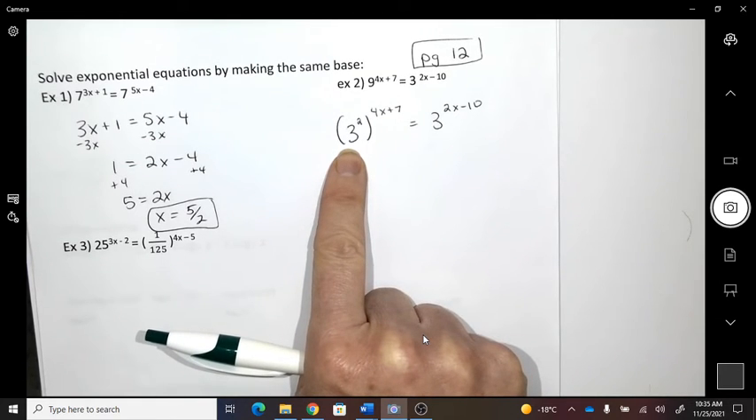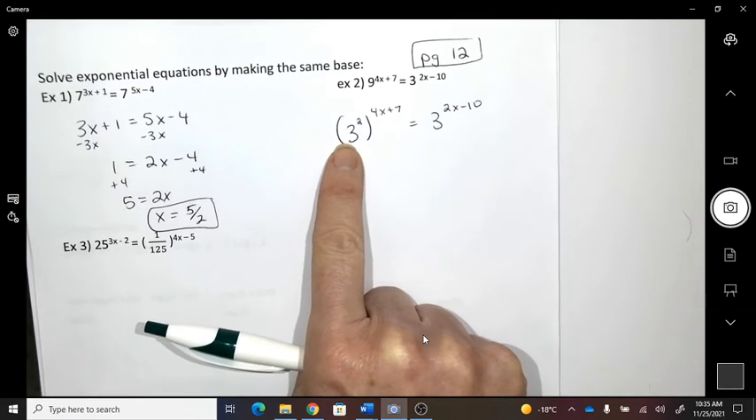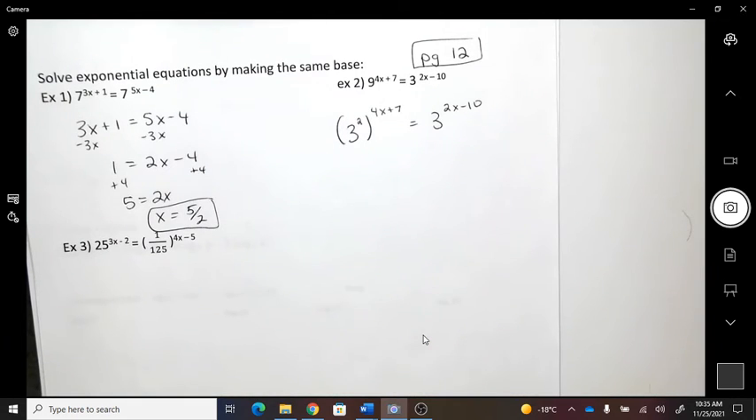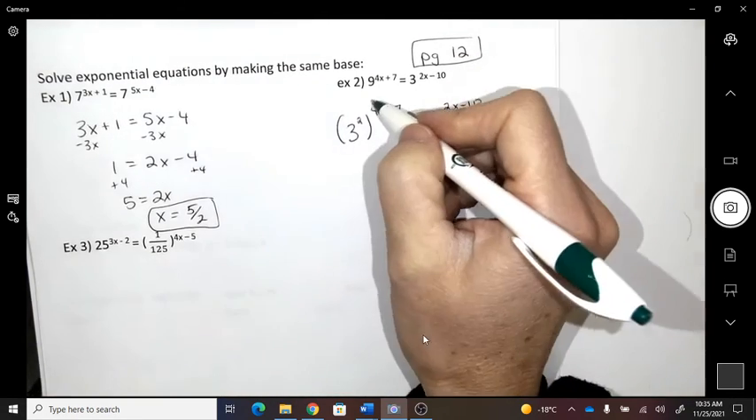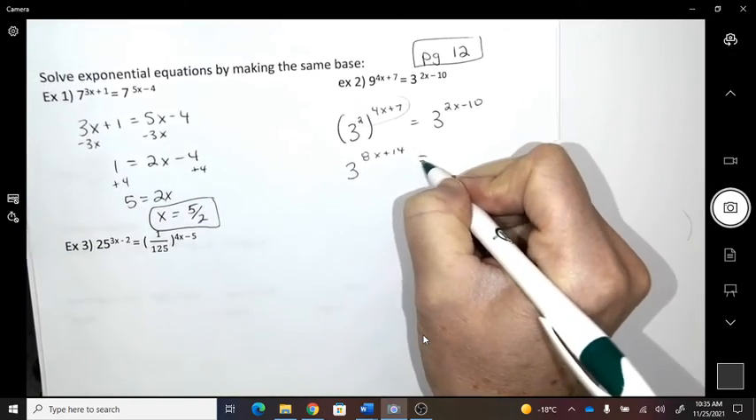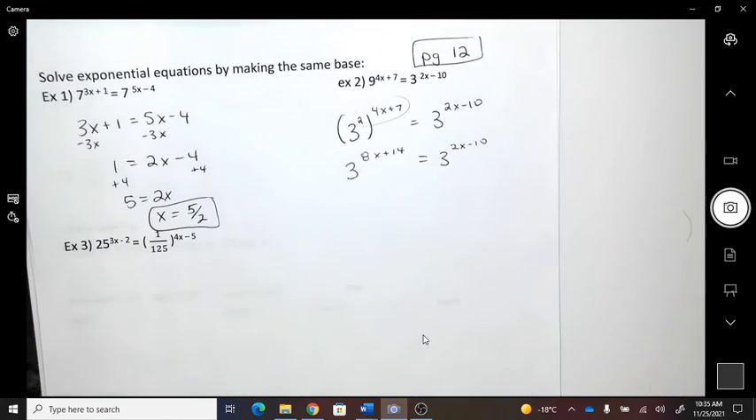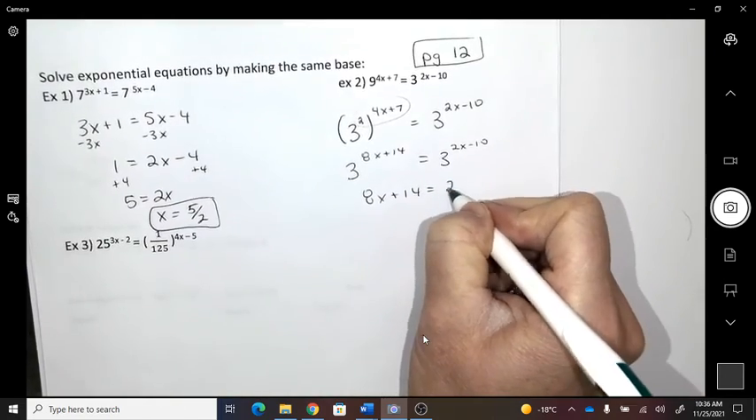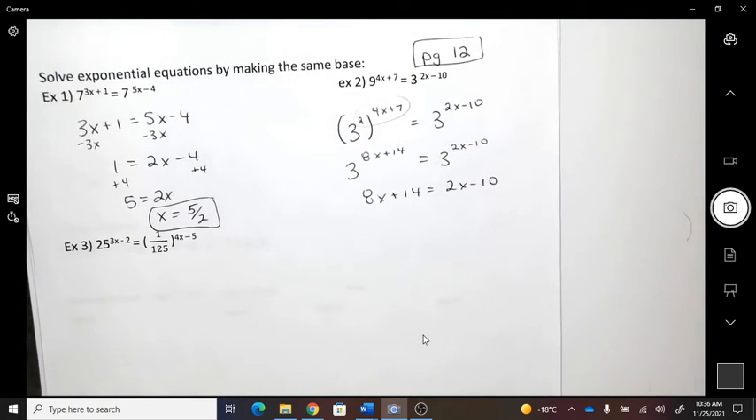You guys, I'm going back again to grade 9. What do you do to these exponents? Would you add or multiply them together? Multiply. You did it. You remembered. You multiply. So 3 to the 8x plus 14. Now, can we conclude? The bases are the same. We better make sure the exponents now just need to be the same. Okay, go ahead. It's just solving algebra here.